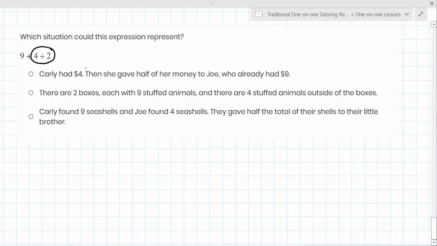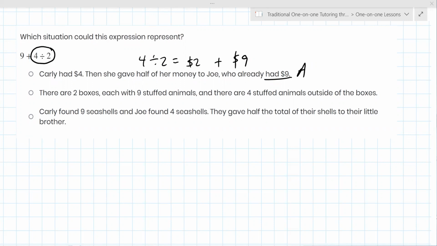So I'm looking at A. Carly had $4, then she gave half her money to Joe. So half of that would be $2, for divided by 2. But he already had $9. So you're adding it to his $9. This one's a little tough. I don't like the way these are written.